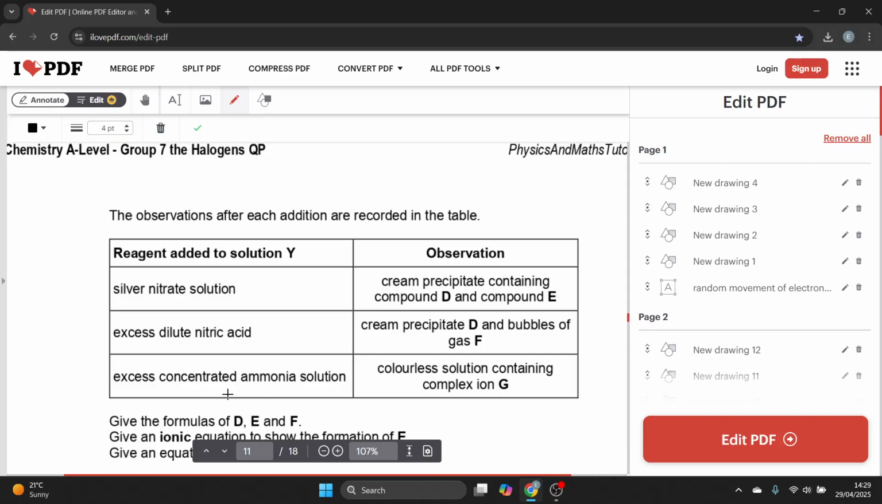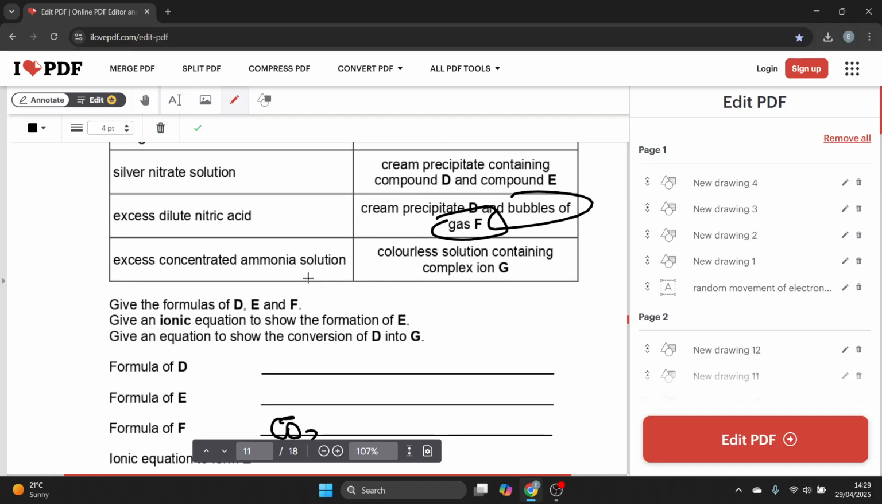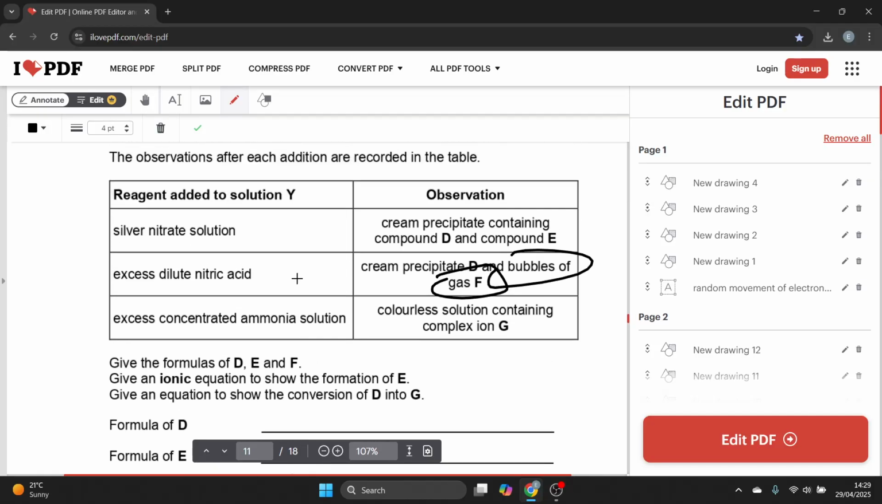Okay, formulas of D, E, and F. Well, F bubbles immediately. I don't need to know anything. I know it's carbon dioxide gas. What else can it be? It's going to be carbon dioxide gas. Now with D and E, cream precipitate containing compound D and compound E with silver nitrate solution.